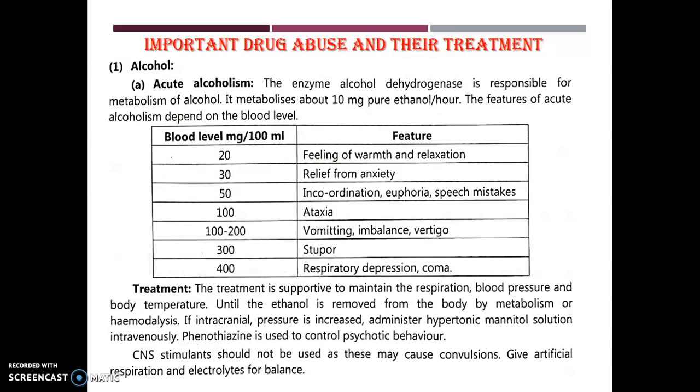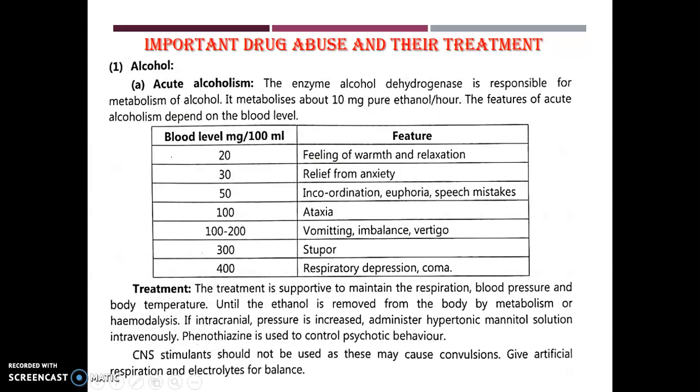Then, important drugs of abuse and their treatment. So the first one is alcohol, that is acute alcoholism. The enzyme alcohol dehydrogenase is responsible for the metabolism of alcohol. It metabolizes about 10 mg of pure ethanol per hour. And the features of acute alcoholism depend on the blood level.